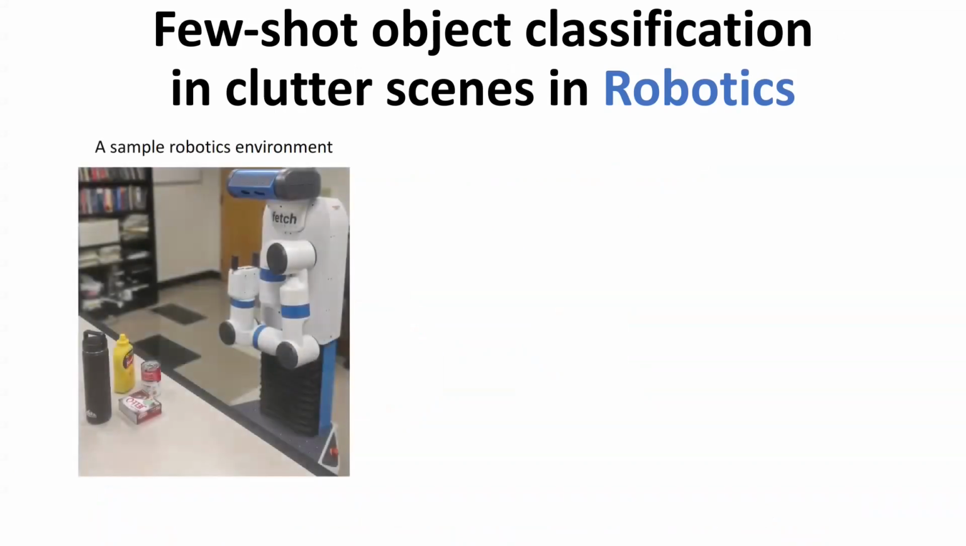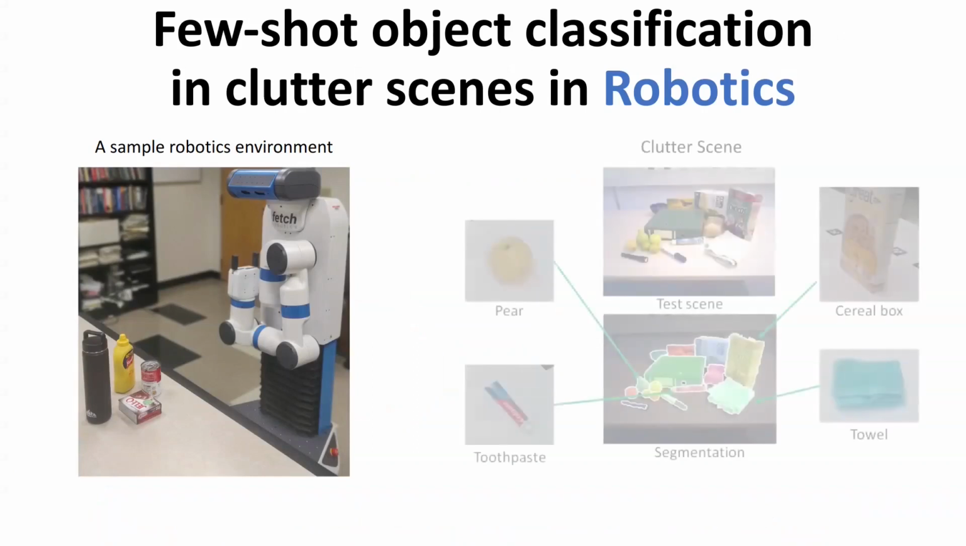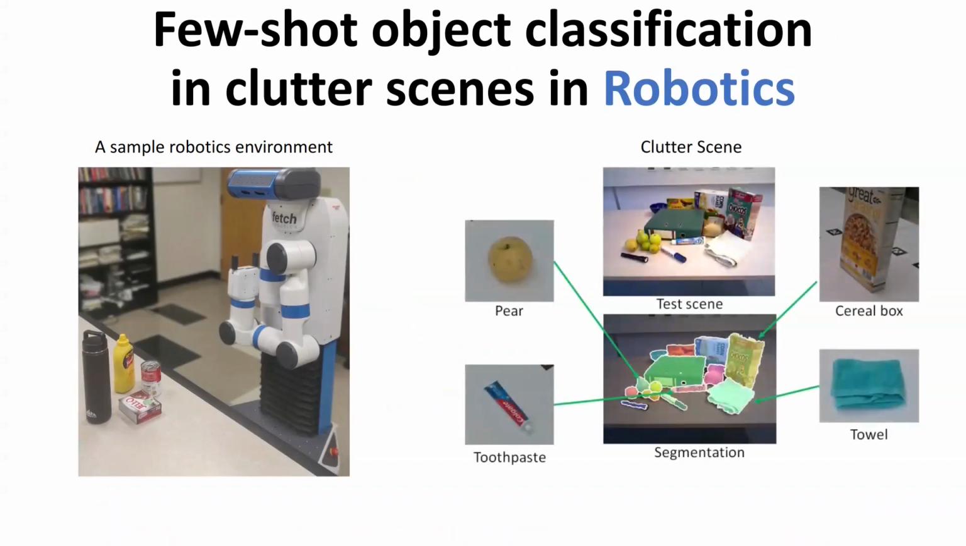Consider a sample robotics environment as shown in this figure. Here, a Fetch robot faces a tabletop containing various daily objects. In order to do various manipulation tasks involving these daily objects, the Fetch robot has to understand and identify these daily objects fruitfully. Whenever a robot interacts in a human environment, it will encounter clutter scenes more prominently. An example of a clutter scene is shown on the right hand side. The overall goal is that a robot should identify various daily objects in clutter scenes.